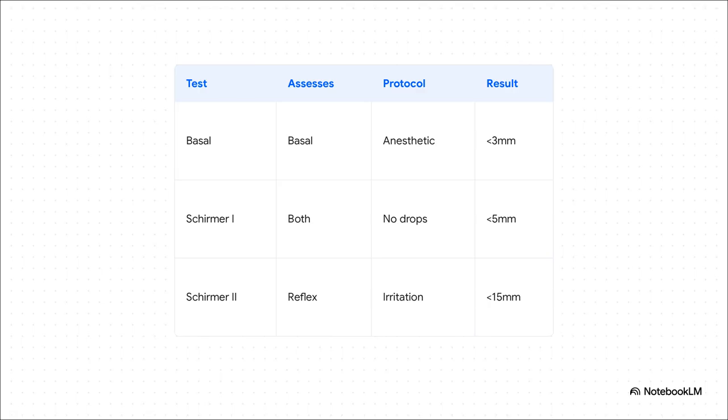An easy way to remember this? Schirmer I has one goal: measure it all without drops. Schirmer II uses 2 steps: drops, then nasal irritation. Understand the protocol, and the clinical interpretation becomes totally obvious.